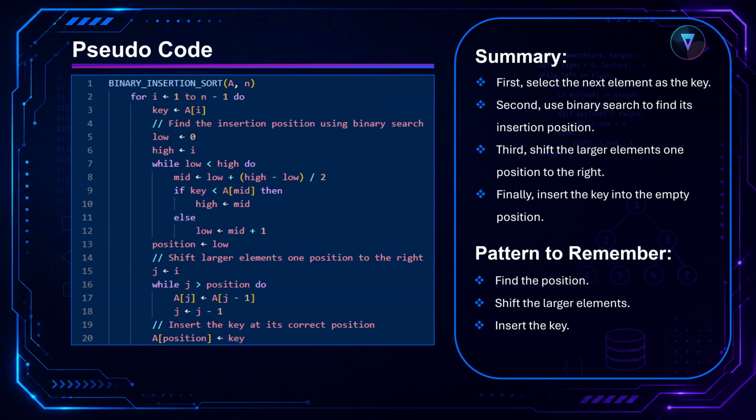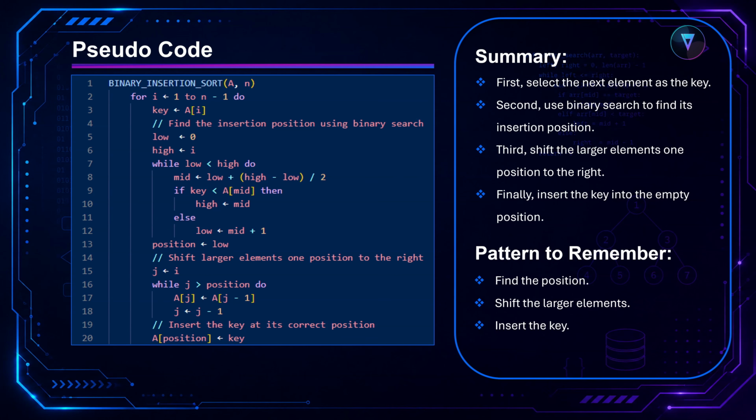Let me summarize the pseudocode. First, select the next element as the key. Second, use binary search to find its insertion position. Third, shift the larger elements one position to the right. Finally, insert the key into the empty position.